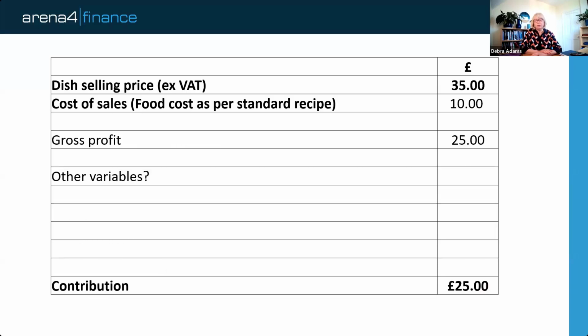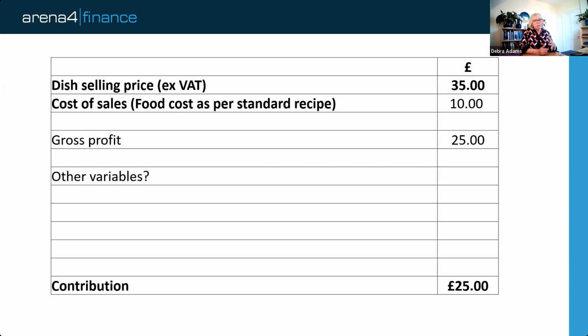We can do the same thing for food and beverage. So here I've got a very short example of the calculation for the contribution from selling a menu item. So the cost of sales, the £10 that I've got there, would come from a more detailed standard recipe for that particular dish. So here I'm assuming that we're selling one dish for £35, that the cost of sales for that dish is £10, and that cost of sales has come from listing all of the food and its latest cost as part of the standard recipe.